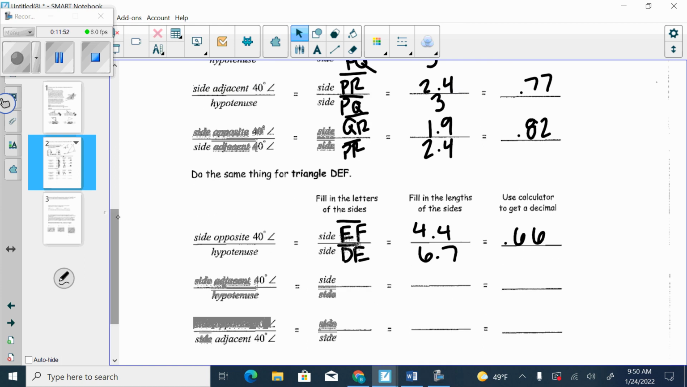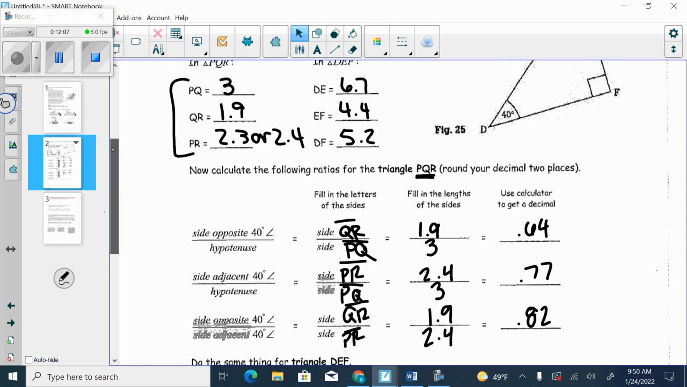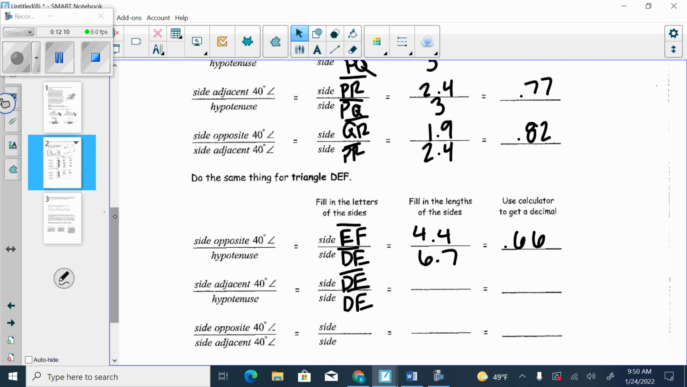Okay. All right, then we have adjacent. What side is adjacent? DF over, again, the hypotenuse, which was DE. So if we scroll back up here, we said that DF was about 5.2 over that same 6.7. What do we get approximately when we divide? 0.78.